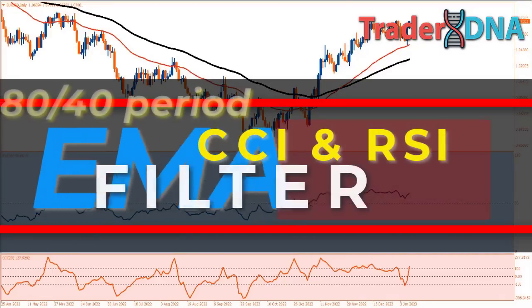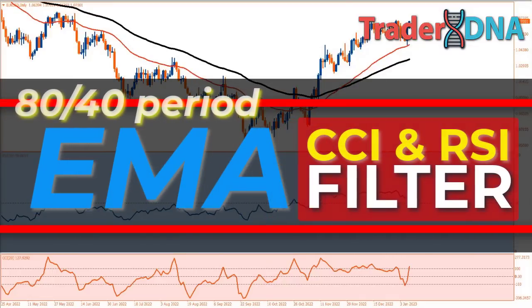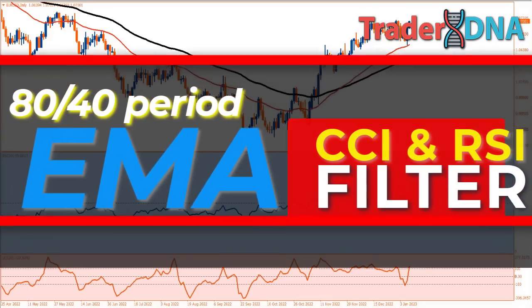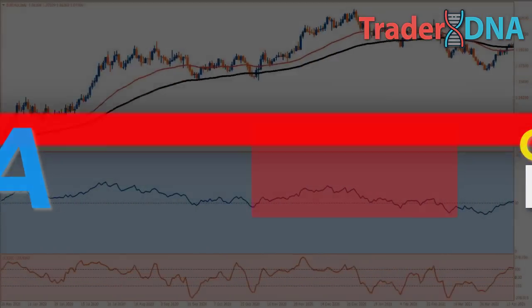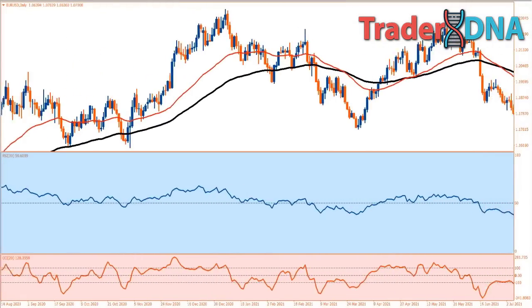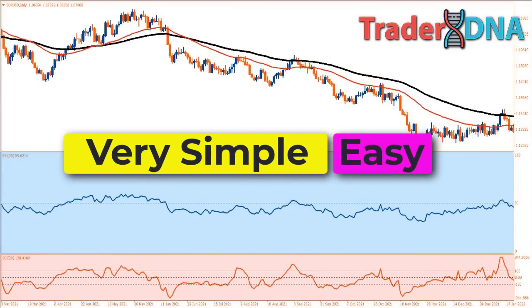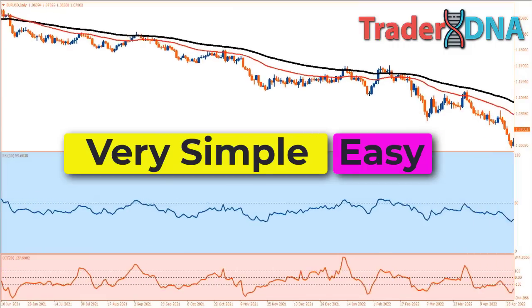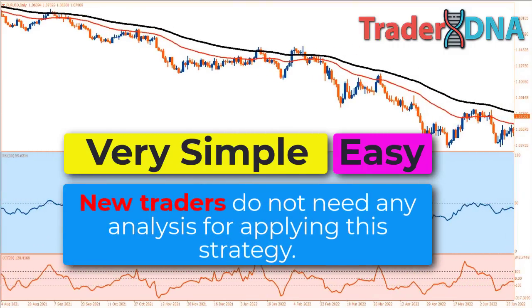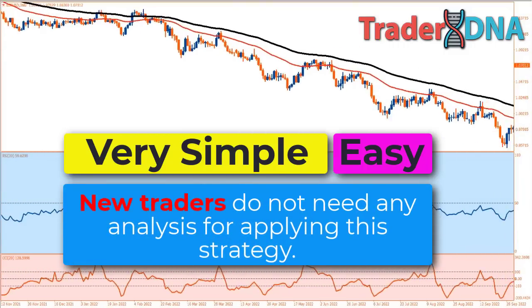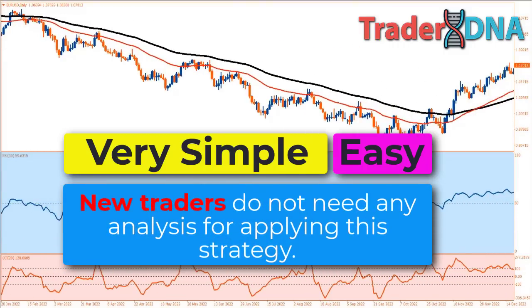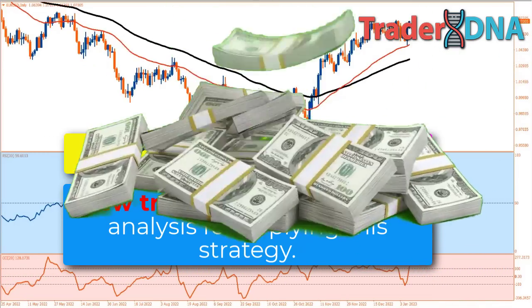80 period and 40 period EMA trading strategy with CCI and RSI filter. EMA is a very common tool for all traders. There are many strategies using EMA. However, this strategy is very simple and makes it easy to find trading opportunities for all kinds of traders. New traders do not need any analysis for applying this strategy. They need to follow the rules of this strategy and they earn pips easily.